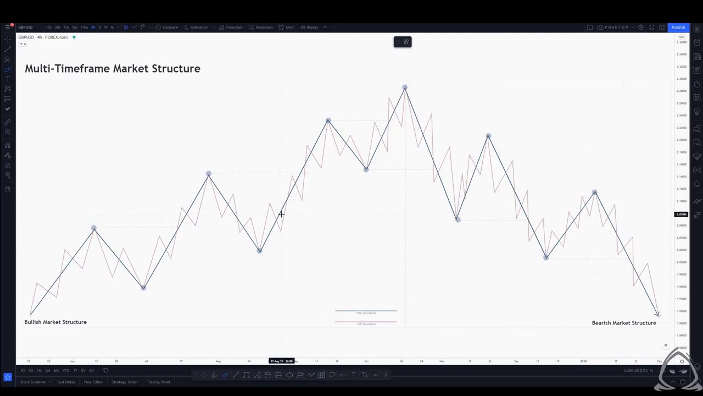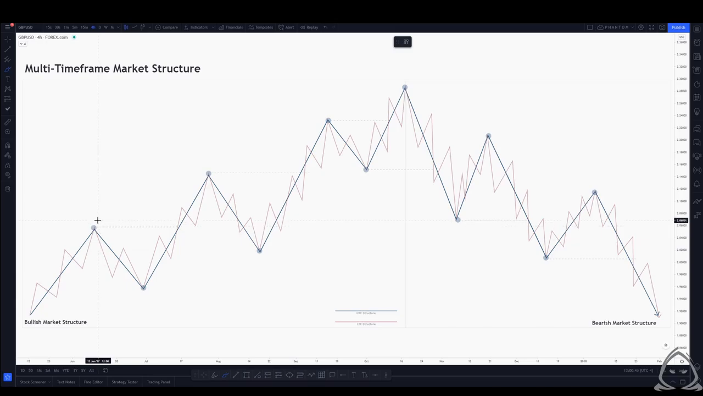And if we take that a step further and say that the blue line is our higher time frame structure, so say a daily time frame, and the red structure is our lower time frame structure, so let's say 4 hour or maybe even 15, what we would see as price is moving to the upside, we'd see a series of higher highs and higher lows.